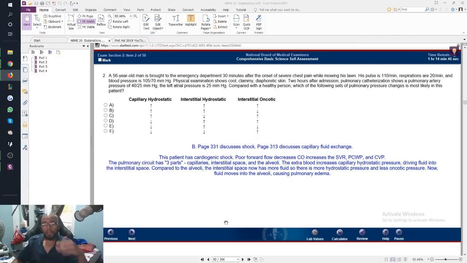So before anything, you had to figure out what kind of shock this patient is having, right, with the severe chest pain and cool, clammy skin. So you would understand that this patient must have cardiogenic shock, right? It has to do with the heart. So this patient has cardiogenic shock. Poor forward flow decreases cardiac output and increases the systemic vascular resistance. The PCWP, as they tell you, is high.